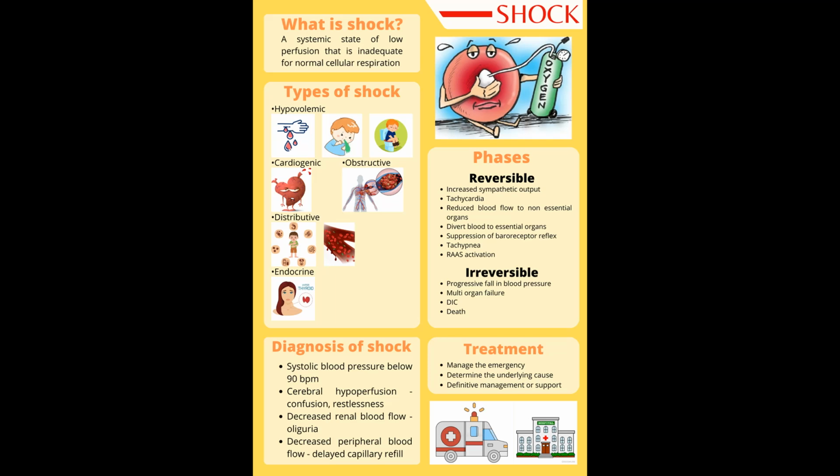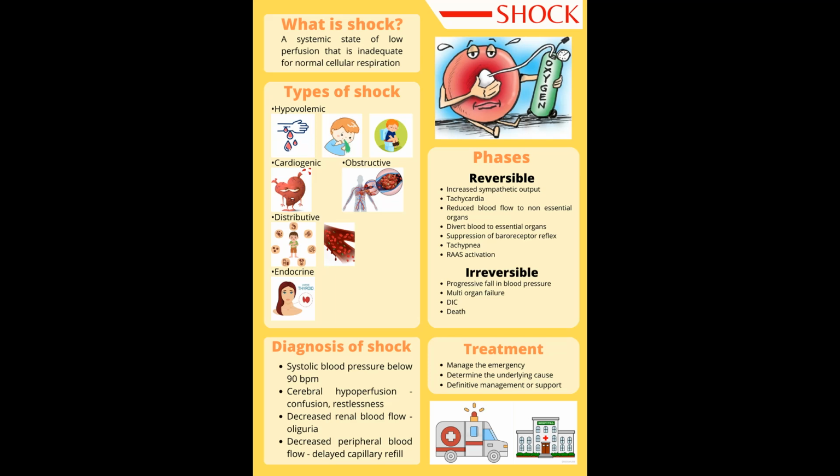The second type of shock is cardiogenic shock, which is due to failure of the heart to pump blood to tissues. Next is the obstructive shock, which is due to inadequate cardiac output due to obstruction to blood flow in the lungs or the circulatory system.